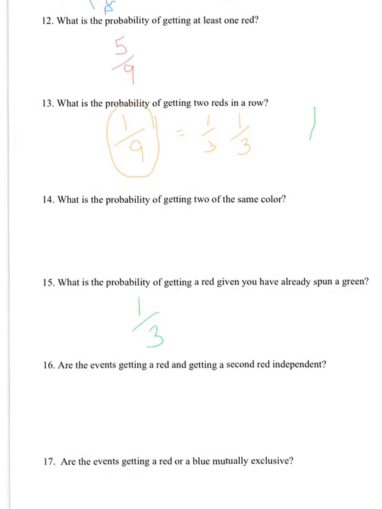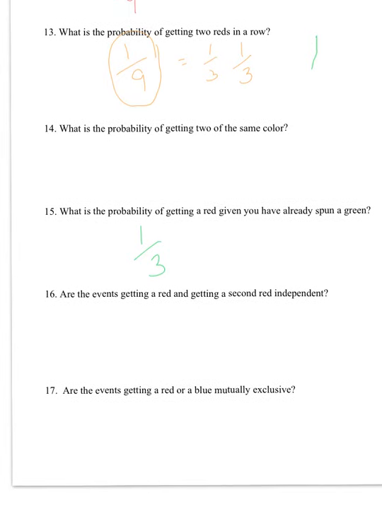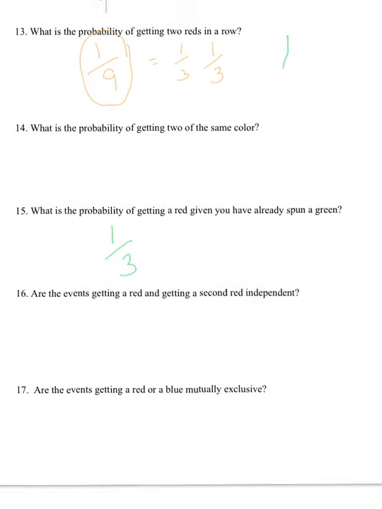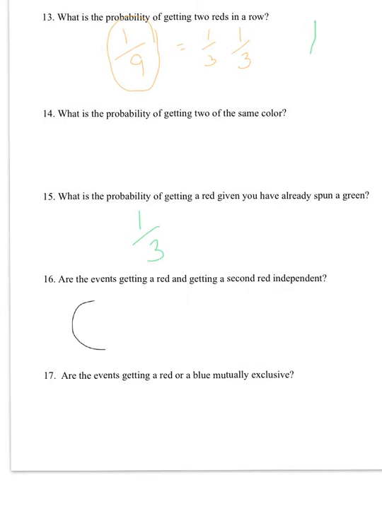All right, 16. 16 says, are the events getting a red and getting a second red independent? Do they influence each other? So if I spin a red, we know the chance of getting a red on this spinner is 1/3, right? So we have 3 equal spaces. So there's a 1/3 chance of getting a red. Now if I spin it again, what's the chance of getting a red? Well, it's still 1/3. So these are independent because they do not influence each other. Now things like drawing cards out of a deck, those would not be independent because you have less cards when you draw, say, a queen out of the deck.